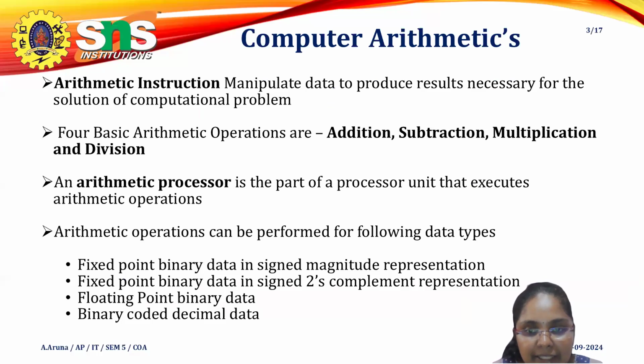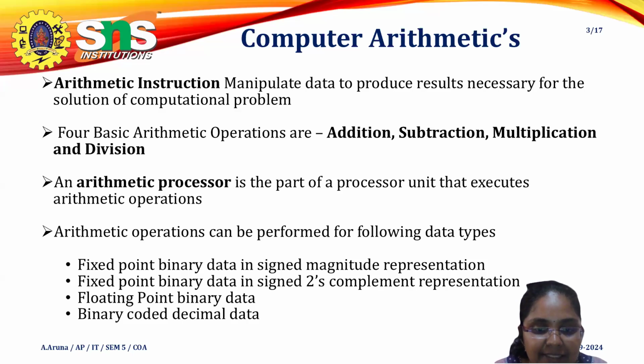What do we mean by an arithmetic processor? It is a part of the processor, a particular unit, that executes the arithmetic operations. Arithmetic operations can be performed on the following data types: fixed point binary data with signed magnitude representation, fixed point binary data in signed 2's complement representation, floating point binary data, and binary coded decimal. These are the various operations we can perform under arithmetic operations.